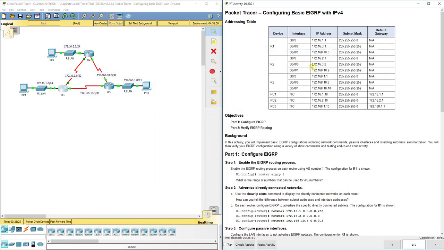So that completes EIGRP with IP version 4. Be sure to look at the next Packet Tracer assignment with IP version 6, as IP version 6 is definitely becoming more prominent in the networking field as IP version 4, especially in the American Registry for Internet Numbers, is already depleted. So again, make sure to look at that one as well.